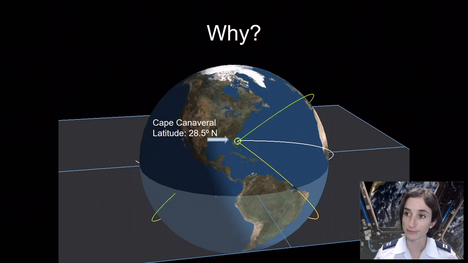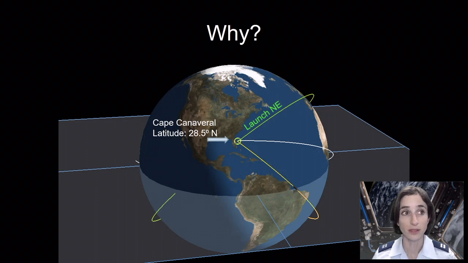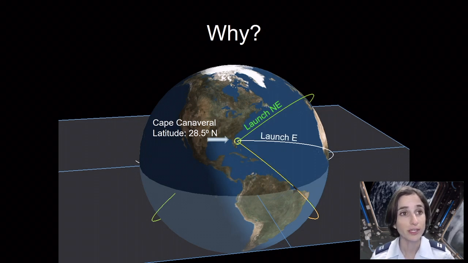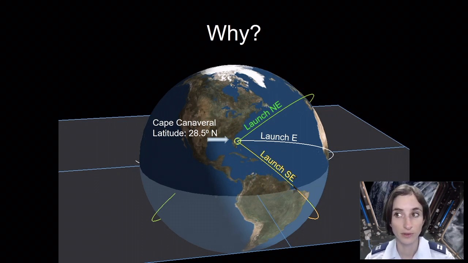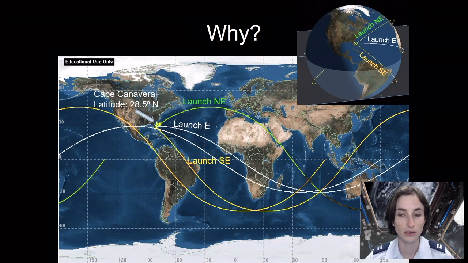The top orbit, in green, shows a launch northeast from the Cape. The middle orbit, in white, shows a launch due east from the Cape. And the bottom orbit, in yellow, shows a launch southeast from the Cape. So now let's look at the ground track of an orbiter of two of each of these different launches.